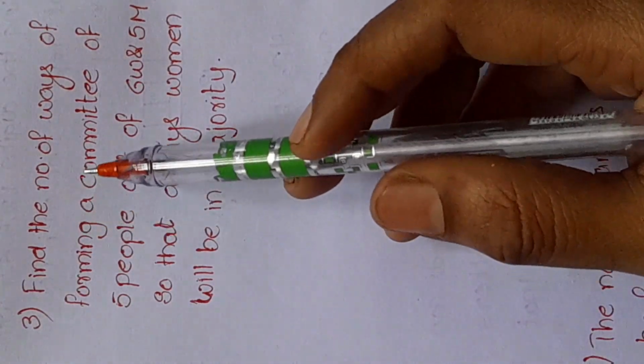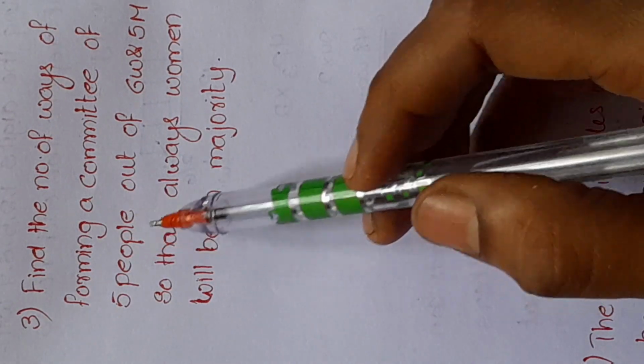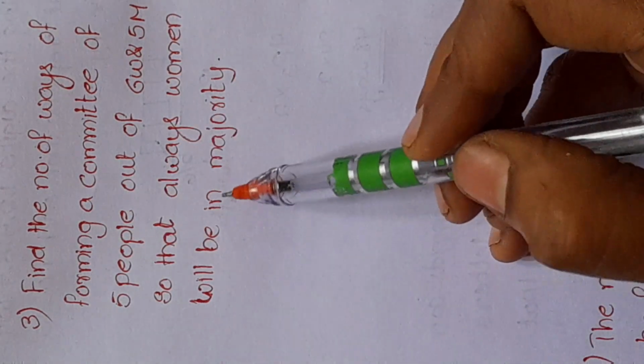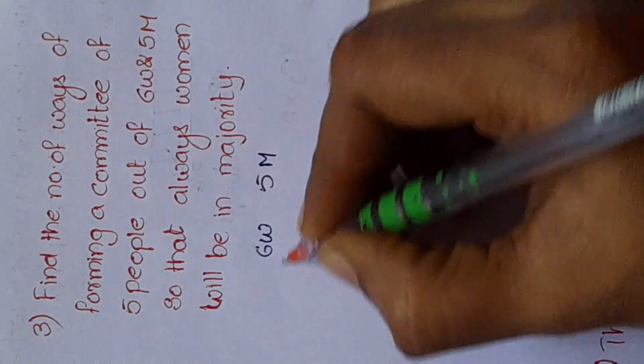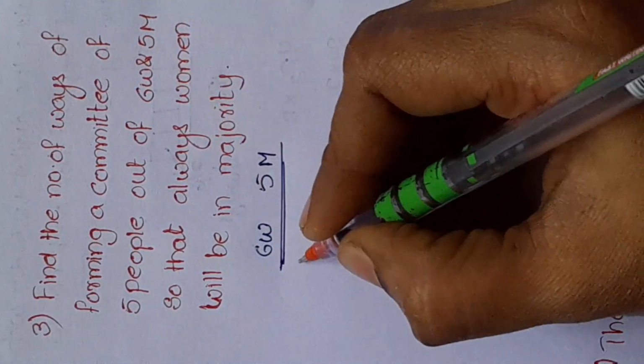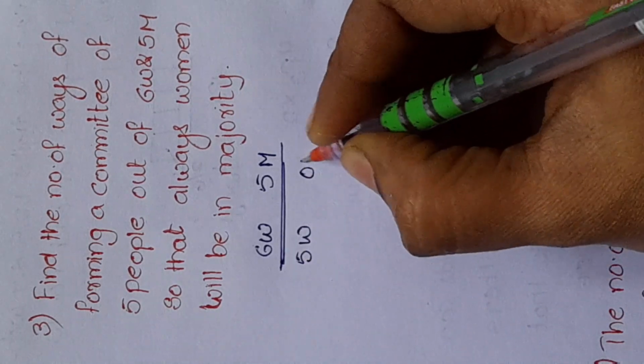Third question: find the number of ways of forming a committee of 5 people out of 6 women and 5 men so that always women will be in majority. There are 6 women and 5 men. We should take women in majority. So take 5 women and 0 men.